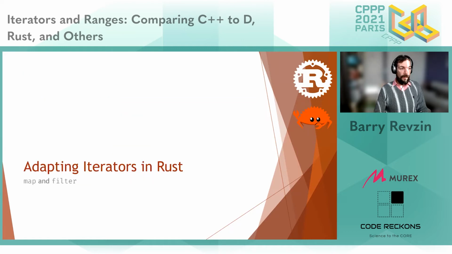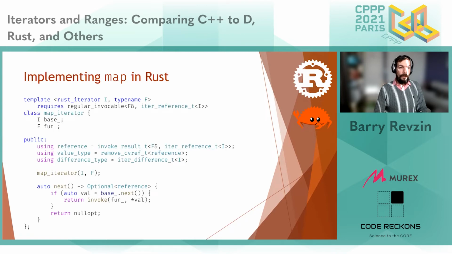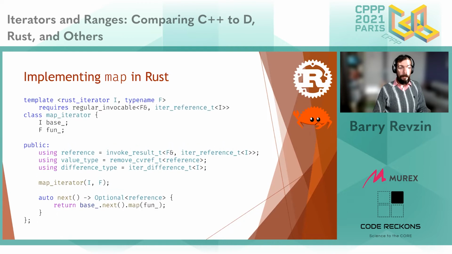So let's look at, again, our same examples of map and filter in the Rust model. And what we have to do there is we have to implement next. And so what next has to do is it has to pull the next element from the underlying iterator. If we have one, then we invoke our function onto it, producing a new element. And if we don't have one, then we just return no opt. And if you have a good implementation of optional, there's a shorthand for exactly this operation, which is if I have an element, give me a new element by invoking this function on it. And that operation is called map.